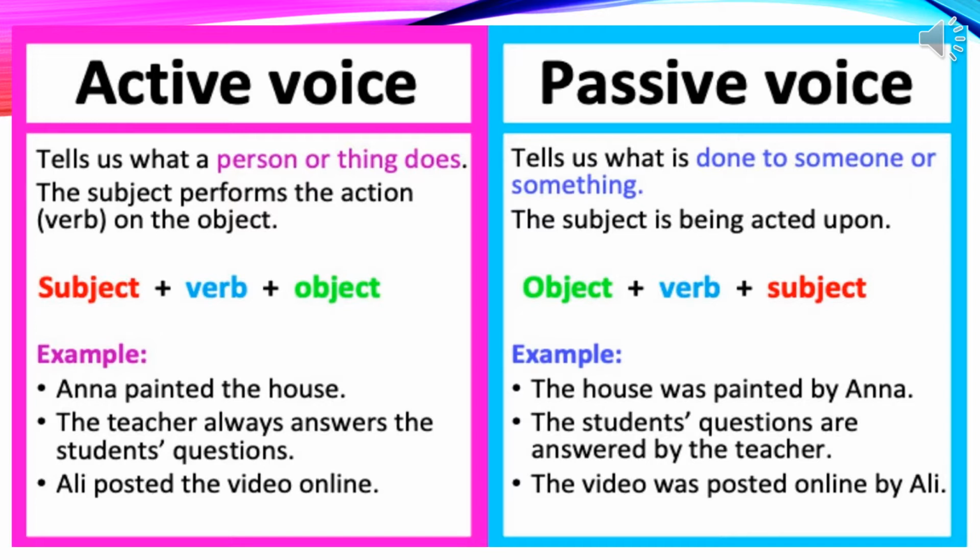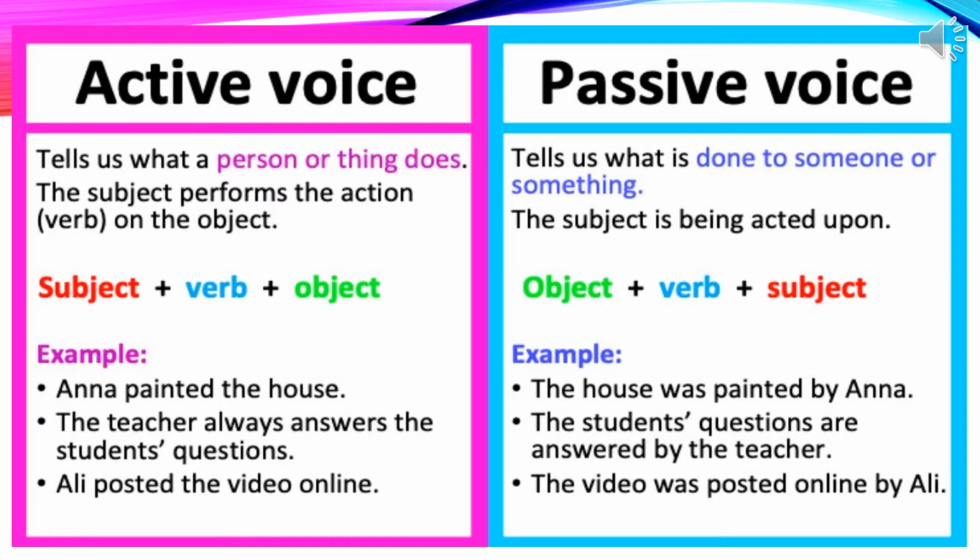Here you can see the sentence structure, and that is the basic sentence structure of a sentence in English: subject plus verb plus object. See the examples. Anna painted the house. Second one, the teacher always answers the students' questions. And the last one, Ali posted the video online. So you can see in these three sentences, the subjects are very active and they are actively participating in the action. So we can say that they are active voice.